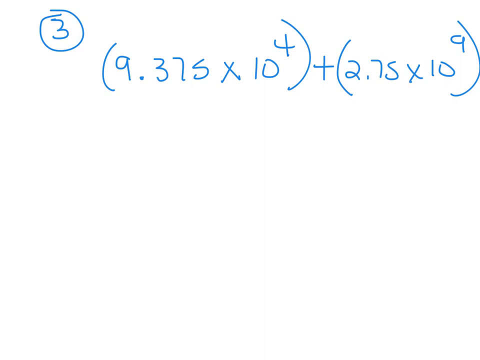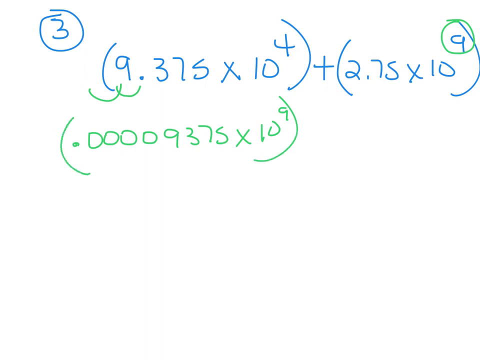Okay, so for addition, we always want to make sure we have the same power of 10. We always want to go to the higher power of 10. So our higher power is 9, and it's 5 more than 4, so I need to move my decimal here 5 places to the left, so that would be 0.00009375 times 10 to the ninth. And then this one stays the same, 2.75 times 10 to the ninth.